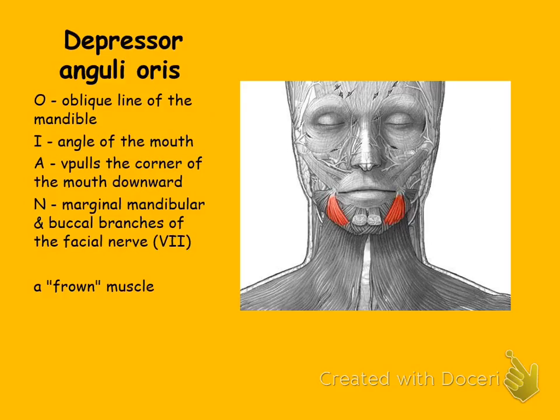Depressor anguli oris brings the corners of your mouth down, another frowning muscle. It originates on the oblique line of the mandible, right at the very bottom, again, right by the menton. And it inserts on the angle of the mouth, and it pulls the mouth downward on both sides. Marginal mandibular and buccal branches of the facial nerve.